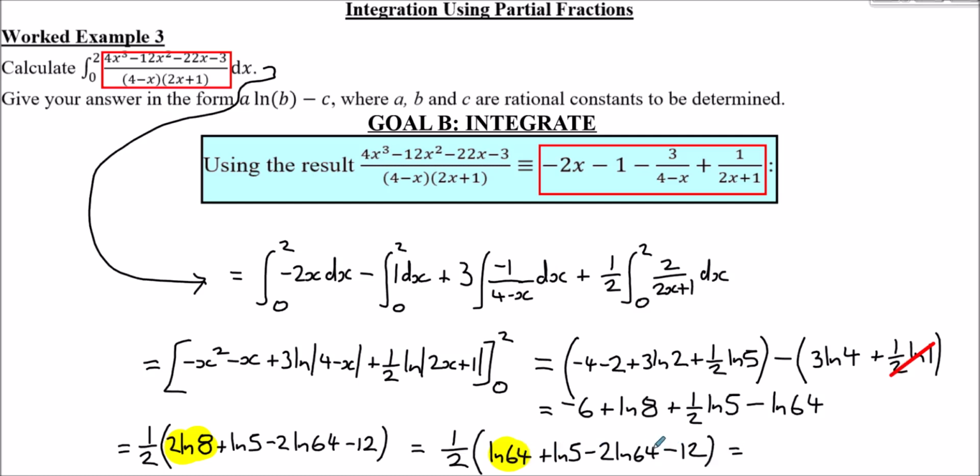Well, ln 64 minus 2 lots of ln 64, just to expand this out for a minute, I'm going to have half of ln. So I'm going to have positive ln 5, so I'll have the 5 on the top, and it's half of all this. ln 64 minus 2 lots of ln 64 means it's minus 1 lot of ln 64, so I can put the 64 on the bottom there. Then half of minus 12, I can just rewrite as minus 6. And now it's in the correct form. So A is 1/2, B is 5/64, and C is 6.